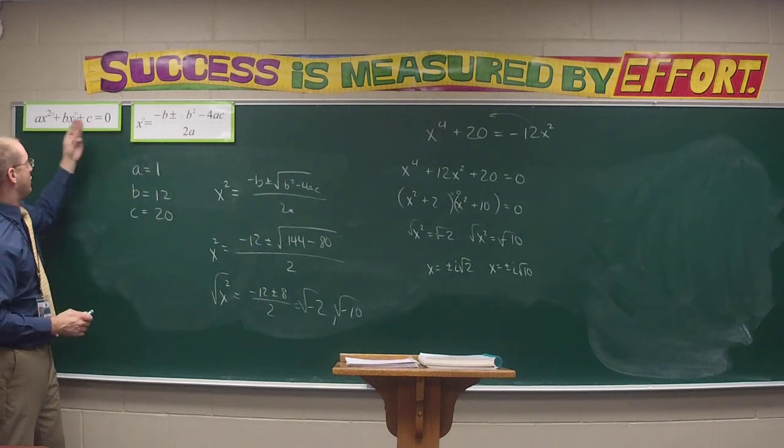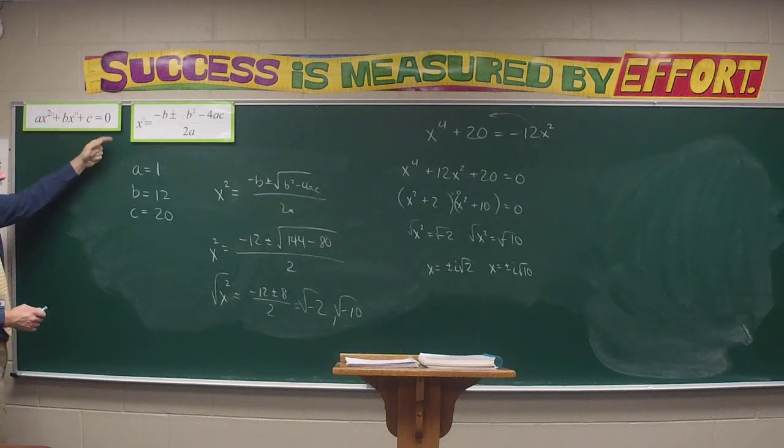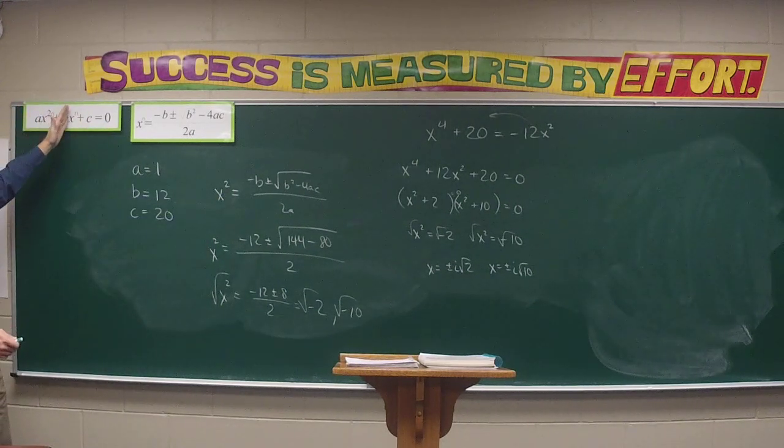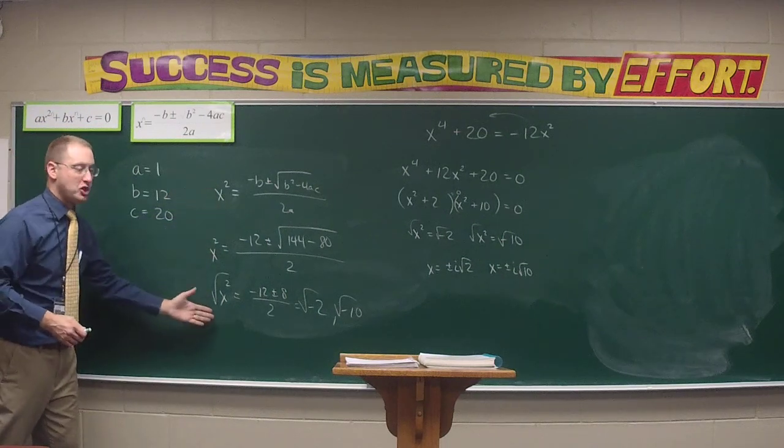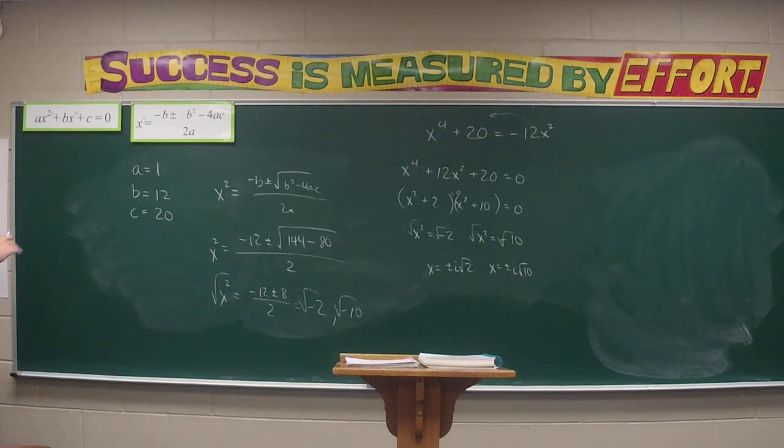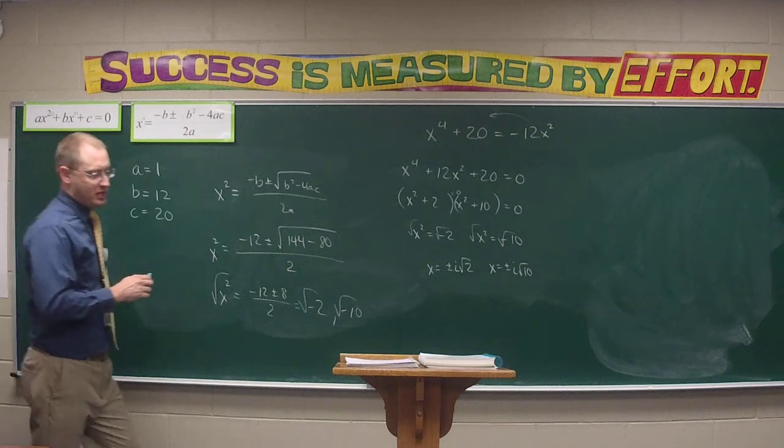It's just that if this is x to the 4th, squared gone, x squared equals. If it's x to the 6th, cubed gone, x cubed equals. You take the cube root of your answers, and so forth. Questions? Let's write this one down, if you would, please.